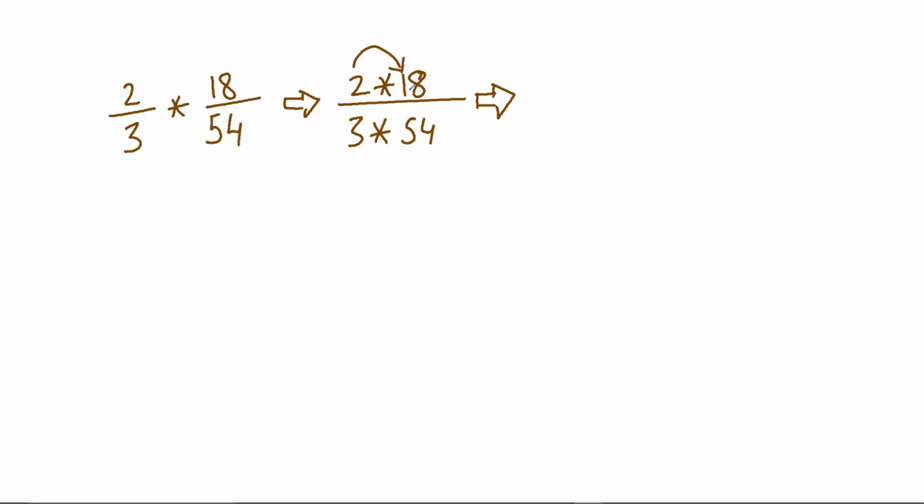Few of your friends will try to multiply these two numbers. So what they'll do is 2 into 18 is 36, and 54 into 3, they will do multiplication like this: 4 threes are 12, 5 threes are 15, 162. So these two smaller numbers, 2, 18, 3, 54, they have made into two big numbers.